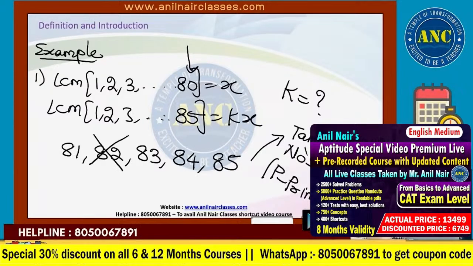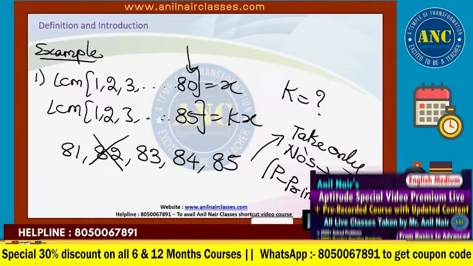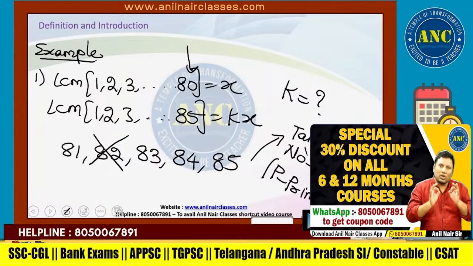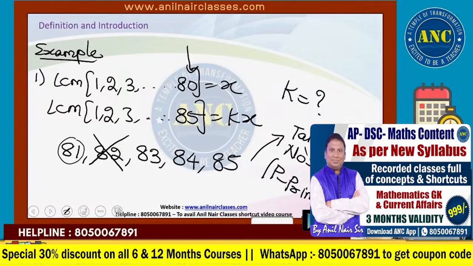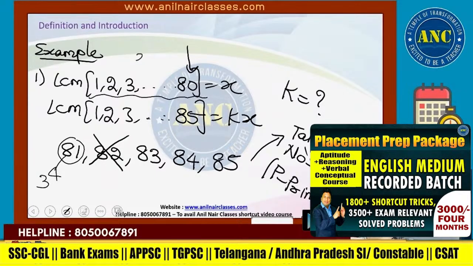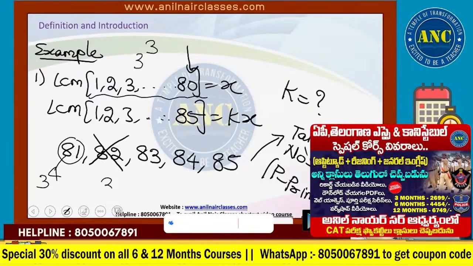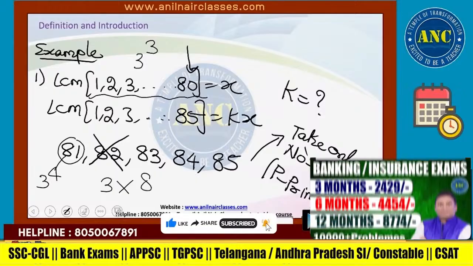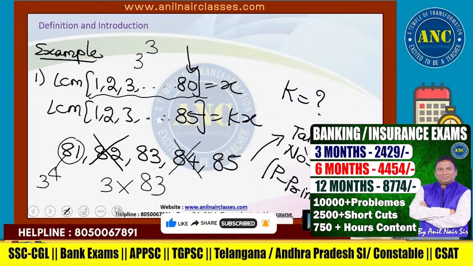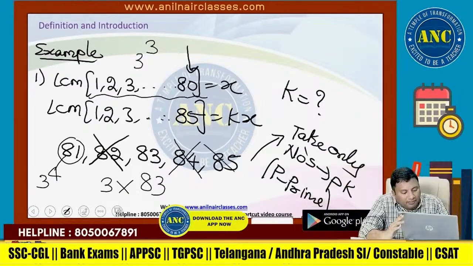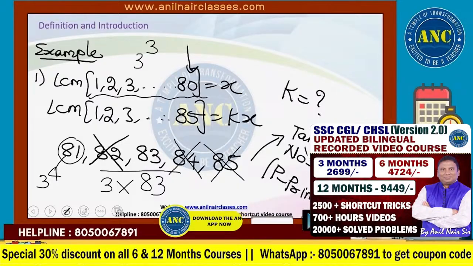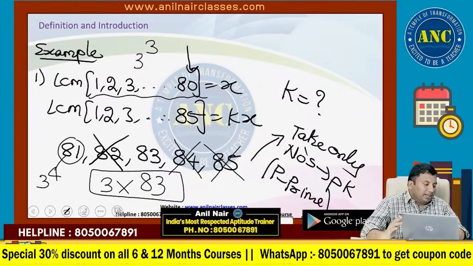82 is 2 into 41. 81 is 3 power 4. 3 power 4 is 81. The power of 3 till 80 is 3 cube, which is 27. So an extra 3 will come. Extra 83 will come. 84 is 4 into 21. 85 is 5 into 17. Answer is 3 into 83.